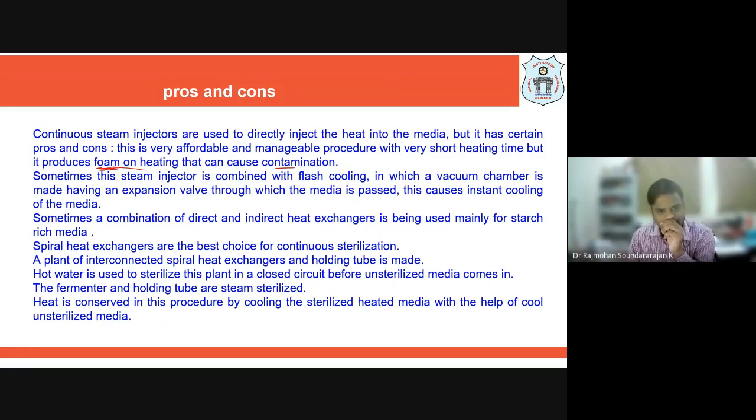Sometimes the steam injector is combined with flash cooling, in which a vacuum chamber is made with an expansion valve through which the media is passed. That causes instant cooling of the media. Sometimes we can use a combination of direct and indirect heat exchangers, particularly for starch-rich media. Spiral heat exchangers are the best choice for continuous sterilization. That's why spiral heat exchangers are familiar in this particular operation of continuous sterilization.